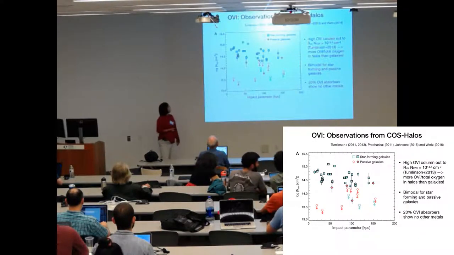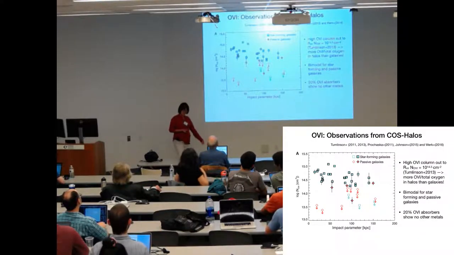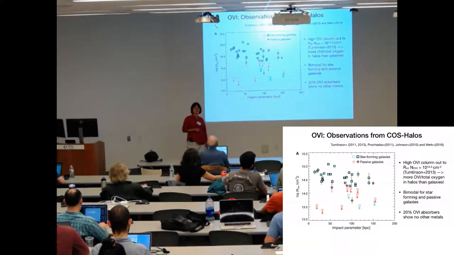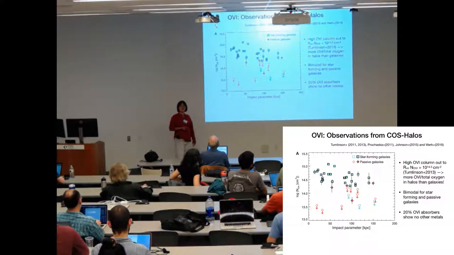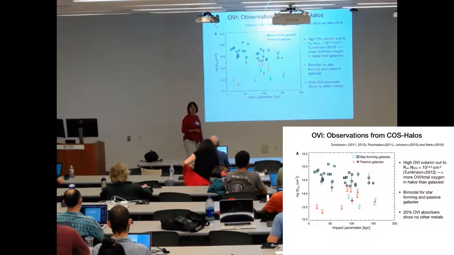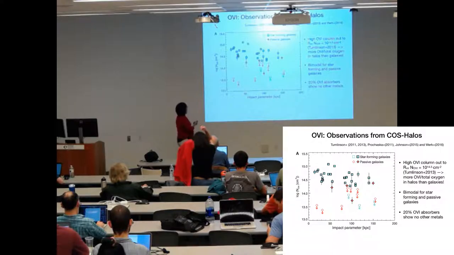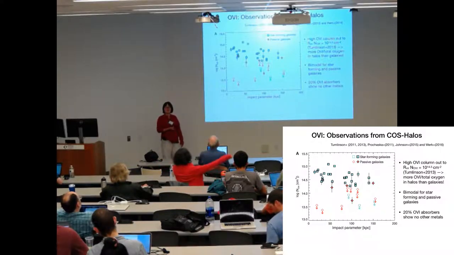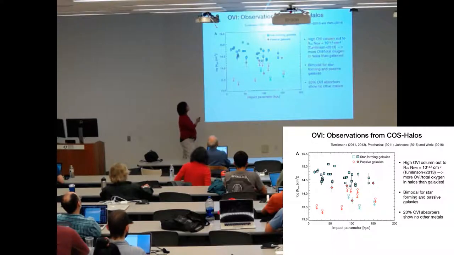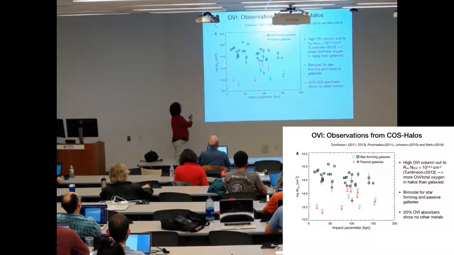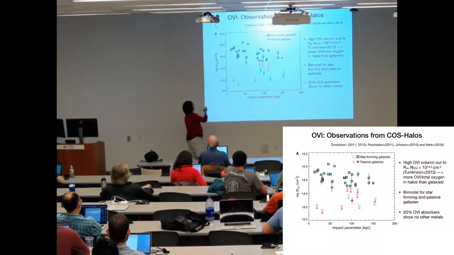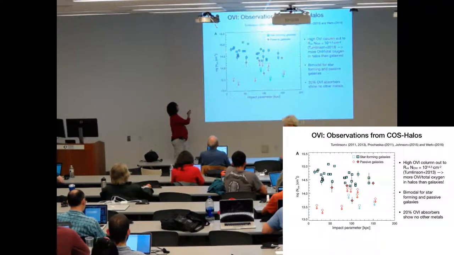I don't have to say why we care about the circumgalactic medium, because it is telling us everything about feedback and baryon cycles. The reason we talk about oxygen 6 is because there is lots of observational data, especially with the coming of COS-Halos. Here is the column density of oxygen 6 around L-star galaxies at around redshift 0 as a function of impact parameter, which is just the 2D distance. The blue points are star-forming galaxies, and you have a large column of oxygen 6.